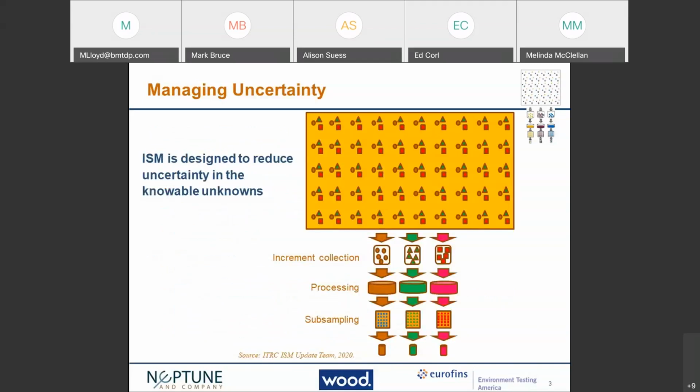So ISM is about managing uncertainty, and it's designed to reduce the uncertainty in the knowable unknowns. Now, a knowable unknown is, for example, on a PCB contaminated site, the PCB concentration in a particular part of the site. If we looked in the right place with the right kind of tools and techniques, we would find it. So that is currently unknown because we don't have data on that, but it could be known if we look in the right manner.